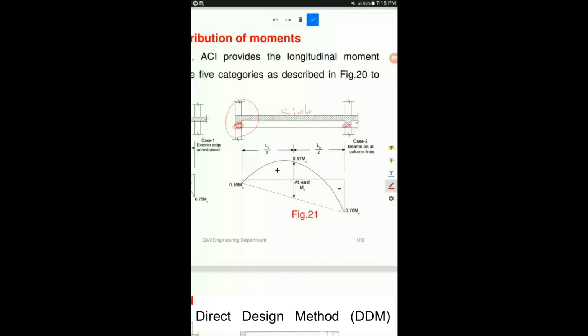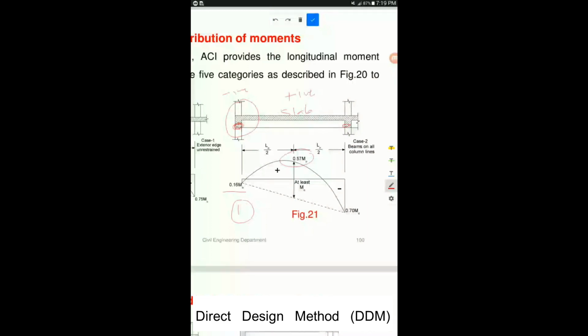This one is exactly similar to the case we are dealing with right now, the conventional slab beam system using DDM. So the coefficient for location 1 will be 0.16 of M naught, because this is exterior support moment, that's why it is negative. The second moment is 0.57 of M naught, which is in between span, that's why it is considered positive.